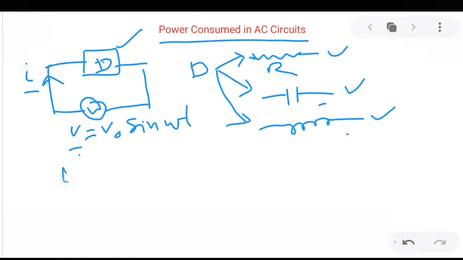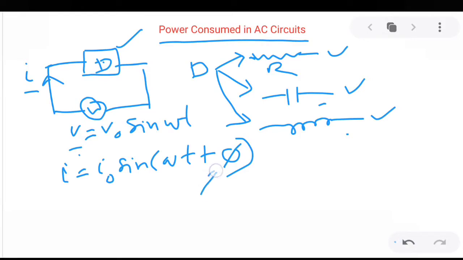Let us take the current I to be equal to I naught sine omega t plus phi. So this phi is the phase difference between the instantaneous value of voltage and the instantaneous value of current. Now let us calculate the power consumed in this circuit.